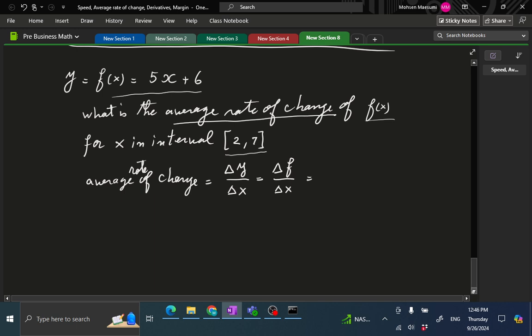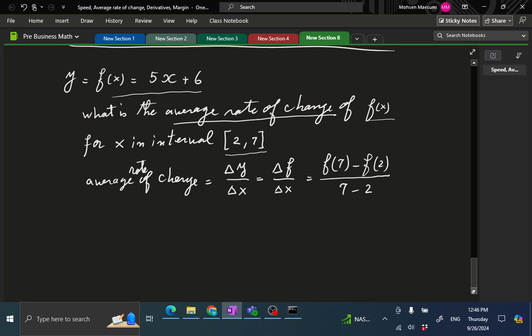So when I want to calculate this thing, it means I'm going to figure out what this function is at each of these two endpoints. That is, I'm going to calculate what is f at 7 and what is f at 2. And delta x simply means how much did x change by, so 7 minus 2. So delta y is a change in y, delta x is change in x.